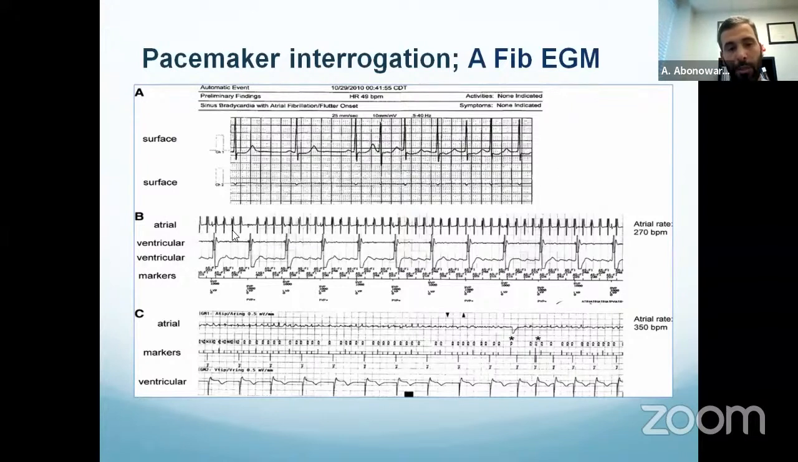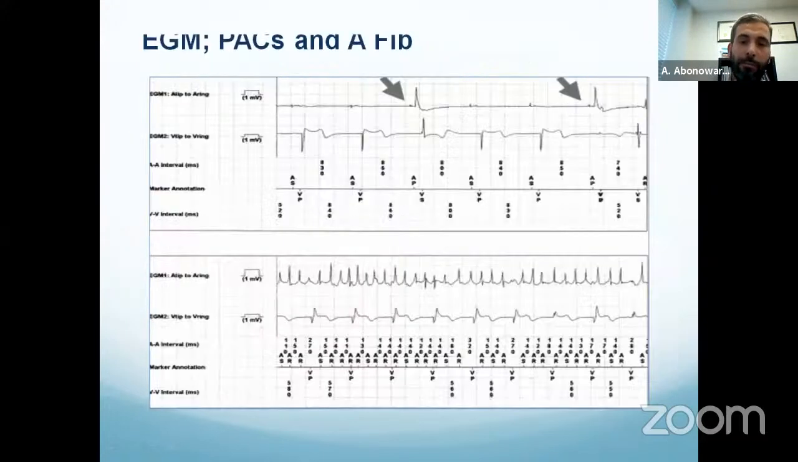For example, here, this is an atrial lead, and this is a ventricular lead. If you can see, the atrial lead is faster than the ventricular lead, and irregular. So the patient has atrial fibrillation, and it can be clearly seen on the interrogation. This gives you really good information about the pacemaker and the underlying rhythm, like in this case, atrial fibrillation, so the patient needs anticoagulation.